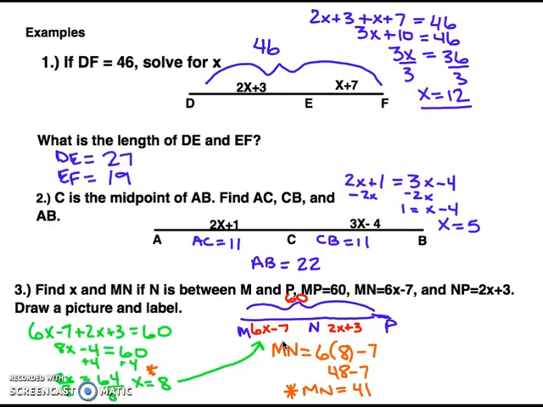So to do that, we just take our mn equals 6x minus 7, but we're going to plug in the x value, which is 8. So 6 times 8 is 48 minus 7, so mn equals 41.